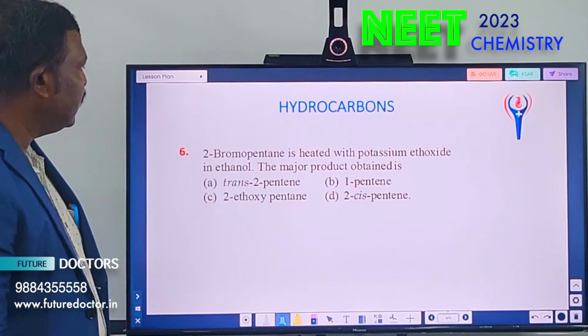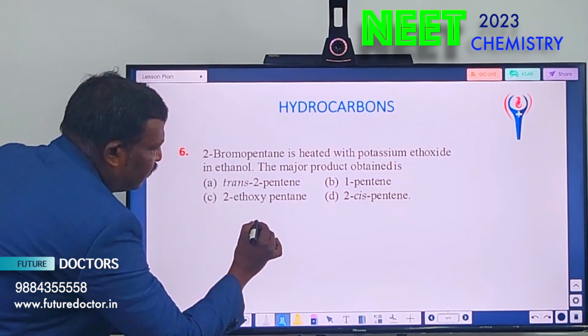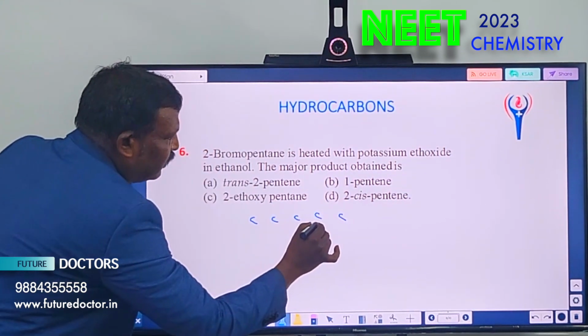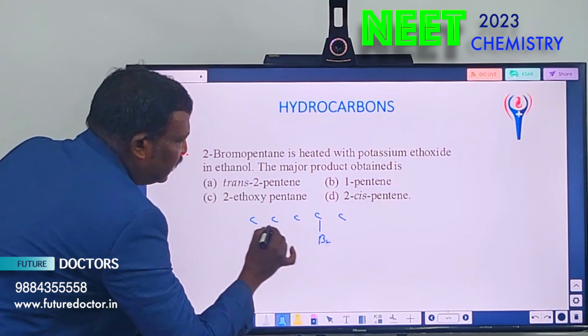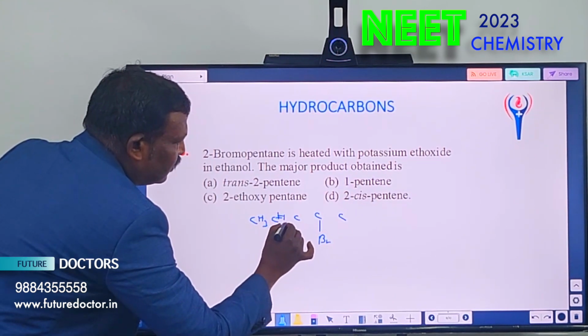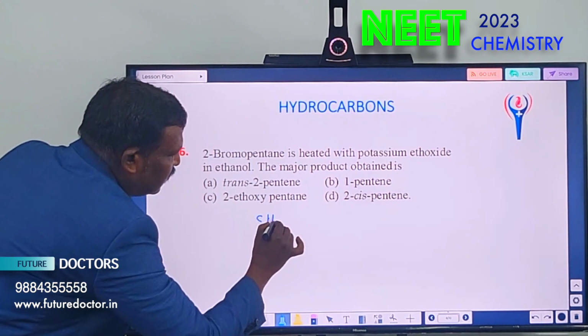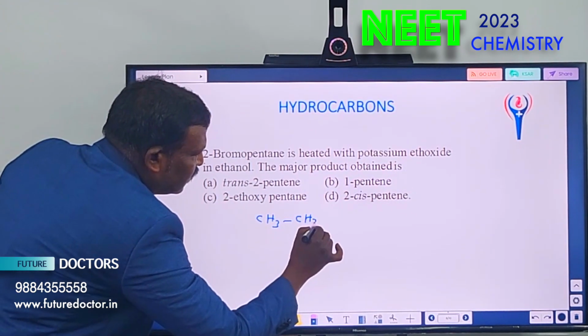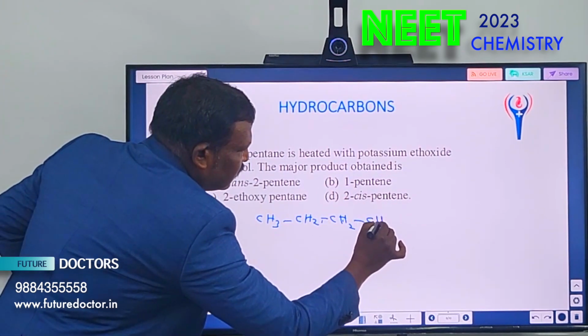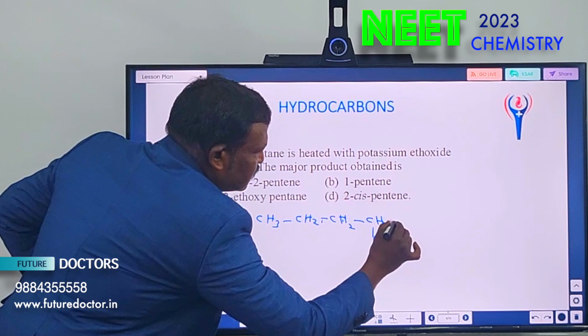Okay, 2-bromopentane. 2-bromopentane means here how many carbons we have to put? 5 carbons. 2 having bromine, then you can fill the rest with hydrogen. How to fill up? CH3, CH2, CH2, CH, Br, CH3. Understood?